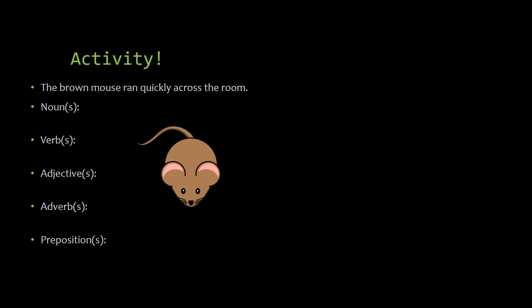So now I'm going to give you a couple of examples of how all of this that we've just talked about, the parts of speech, fits together in a sentence. The example I've got here says, "The brown mouse ran quickly across the room." This can be an example we can use.